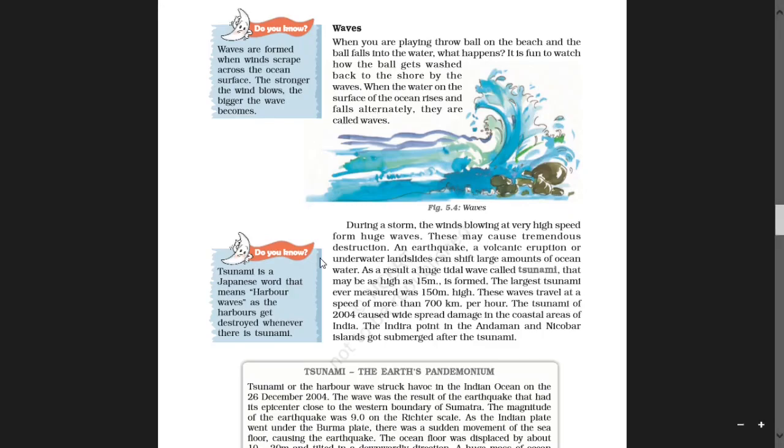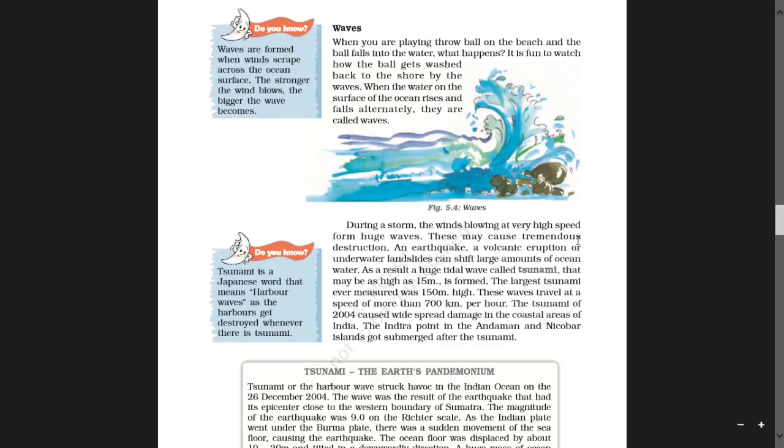During a storm, the wind blowing at a very high speed forms huge waves. A storm means very bad weather with a lot of rain and very strong winds, okay boys. So at that time, the winds blowing at very high speed form huge waves. This may cause tremendous destruction, that means very large or great damage, destroying or damaging many things there.